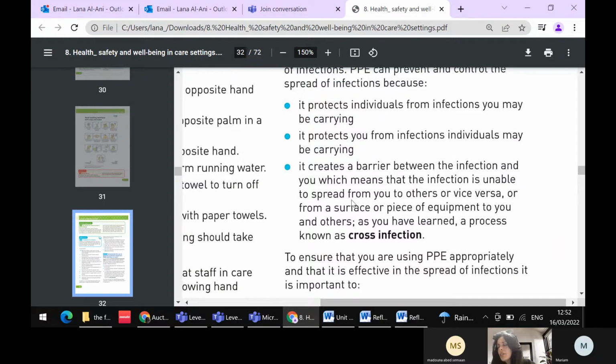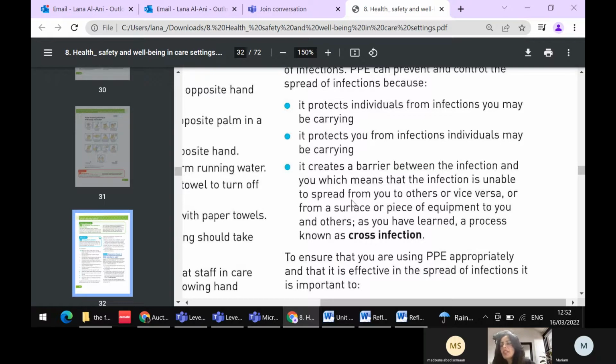So I use these personal protective equipment when there is a need to use them. For example, if any of my clients has diarrhea or throws up, or there is any body fluid on the floor, if I need to do cleaning, I have to use the gloves and the apron. If I take my clients to have a bath, I also need to.